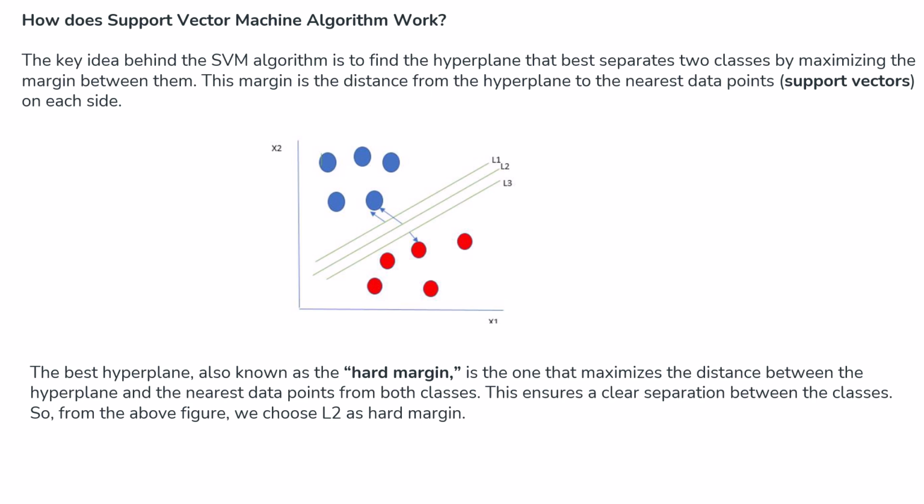The key idea behind the SVM algorithm is to find the hyperplane that best separates two classes by maximizing the margin between them. This margin is the distance from the hyperplane to the nearest data point, that is the support vectors, on each side. The hard margin maximizes the distance between the hyperplane and the nearest data points from both classes, ensuring a clear separation between the classes. From the above figure, we choose L2 as the hard margin.